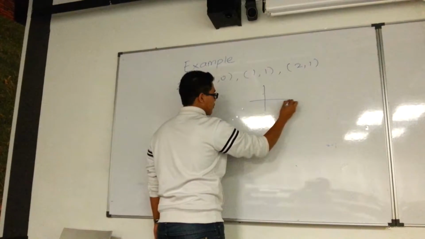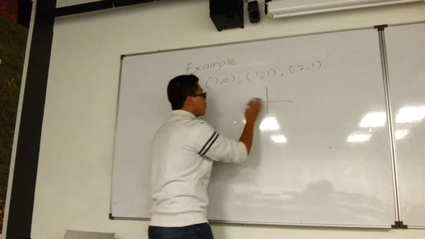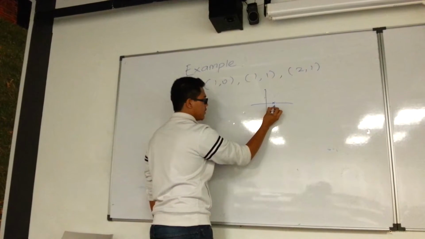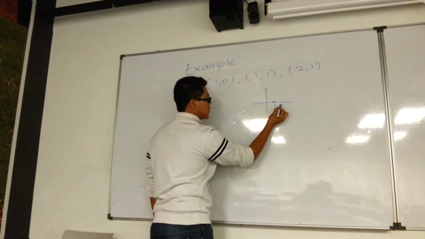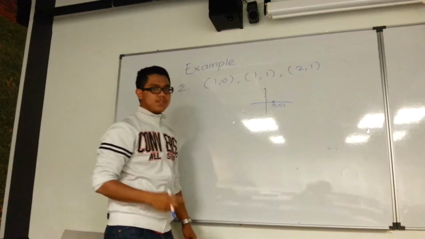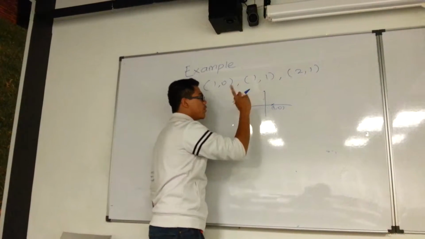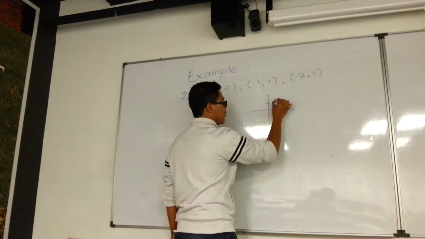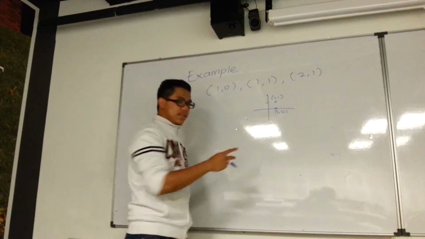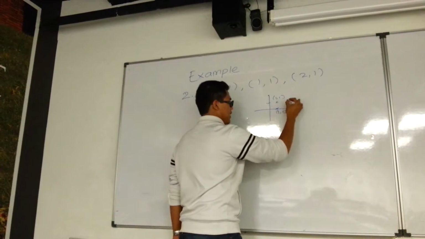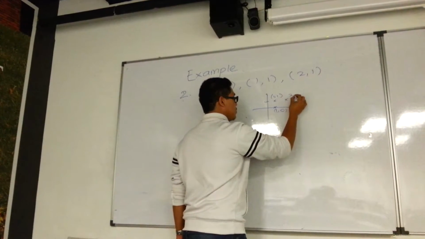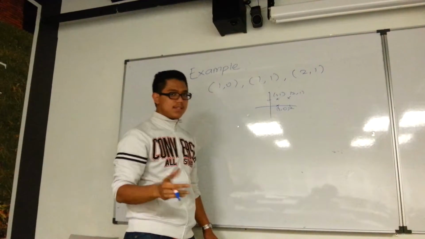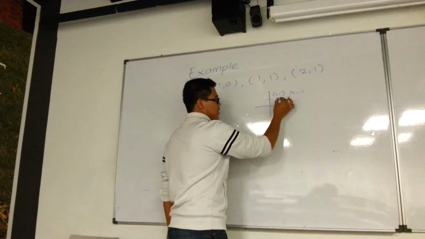For the first one, 1, 0. x is 1 and y is 0. So just put it here. This is 1, 0. The second one is 1, 1. The x is 1, the y is 1. So you put it here. And the third one is 2, 1. Is here. So if you can see, D is actually a triangle.